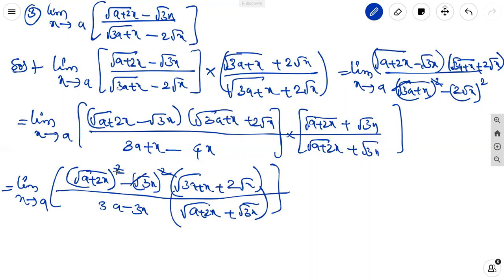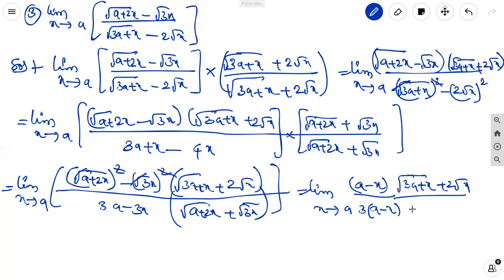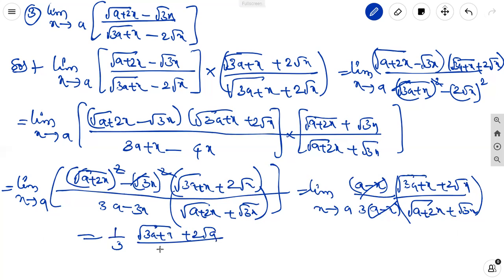Here the square roots cancel. It is equal to limit x tends to a, (a plus 2x minus 3x), that is a minus x. In the denominator, taking common 3 into a minus x. In the numerator, root 3a plus x plus 2 root x by root a plus 2x plus root 3x. Here these two get cancelled. 1 by 3 is a constant. Next, a is applied in the function: root 3a plus a plus 2 root a by root a plus 2a plus root 3a.